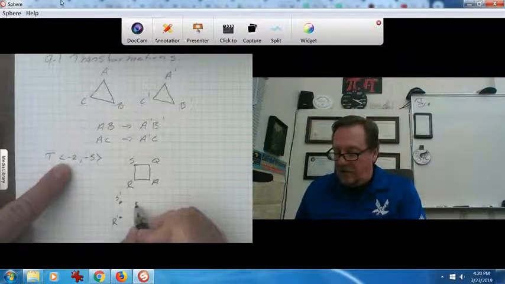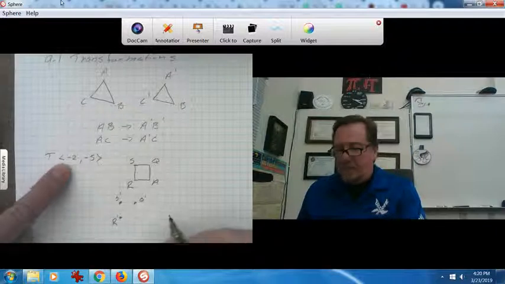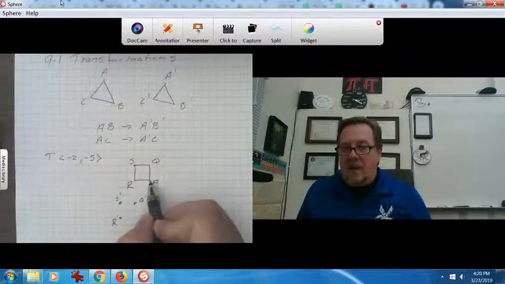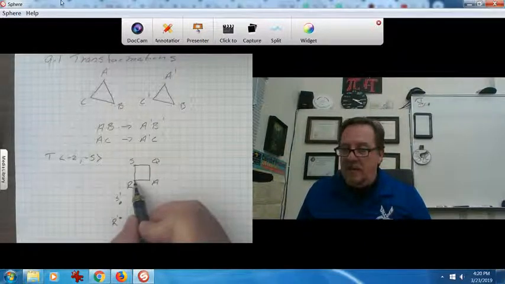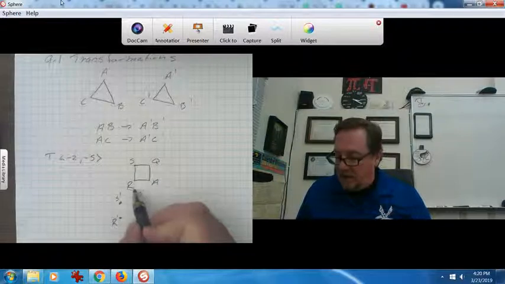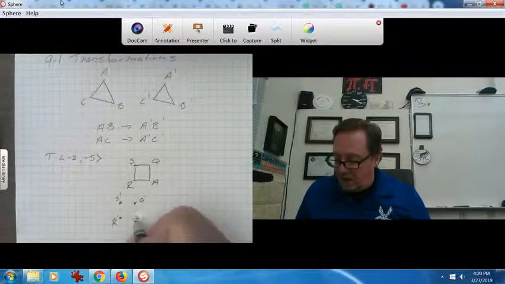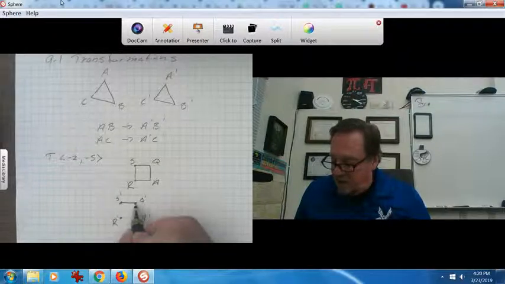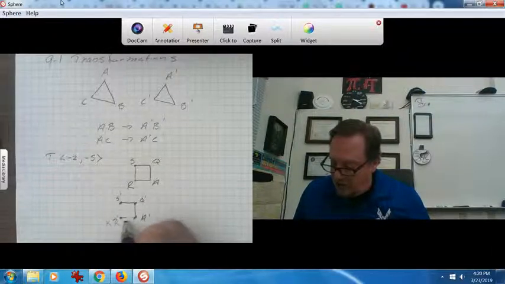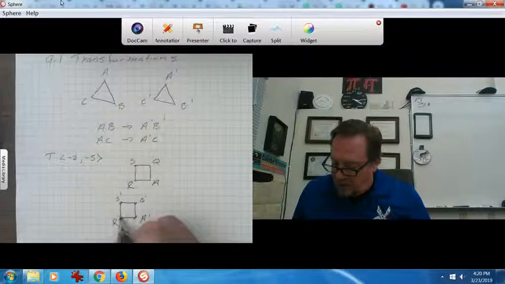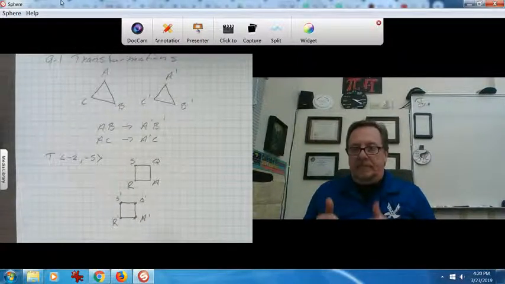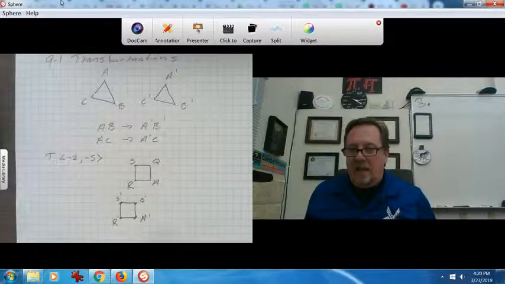Here's Q prime. Okay? And the last one, A, gets slid where? Yep, to the left by 2 and down by 5. 1, 2, 3, 4, 5. And so that is A prime. Here's my new image. Scar prime. Make sense? Groovy.